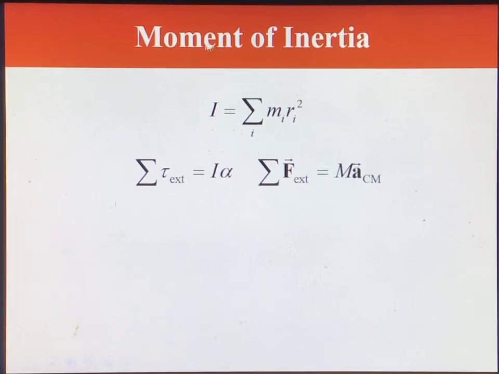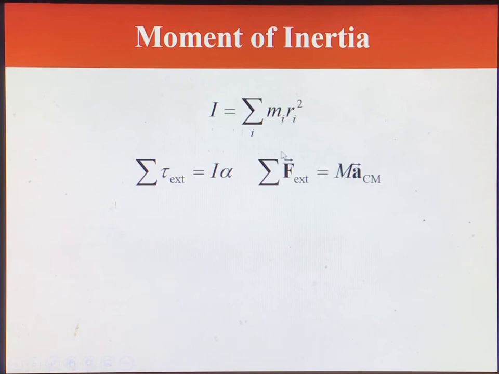In this video, we're going to introduce the moment of inertia. We said in the previous lecture that Newton's law for rotational motion can be written in this form: the sum of all the torques equals I times alpha, where I is called the moment of inertia and alpha is called the angular acceleration. This equation tells me about Newton's law for rotational motion.